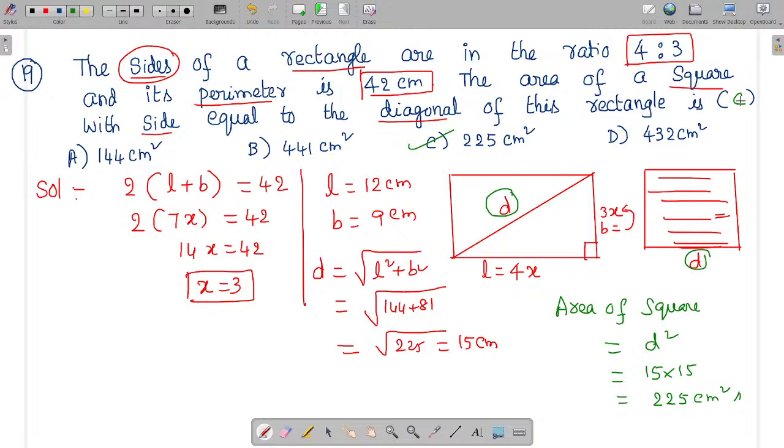Look, here what is given is that in a rectangle the ratio of the sides is 4:3, so one side is 4x and the other is 3x. Wait, 1 minute, I will do it now. 144. How did you get 144? L square means 12 square. 12 square is 144. That 144 I have written here. B square means 9 square. 9 square means 81. So I have written 81. This is 225, 15 centimeters.